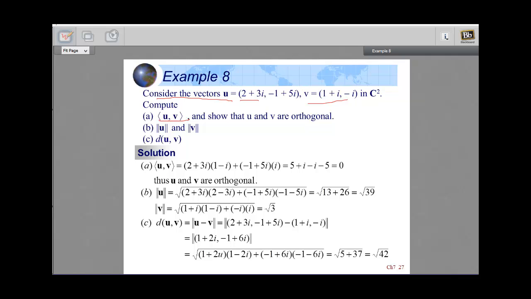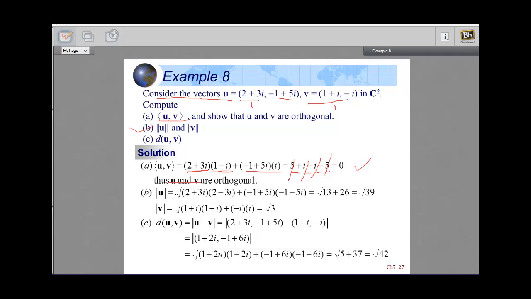We will find 2 plus 3i multiplied by 1 minus i. This is the first element of this vector, and this is the first element of this vector. We'll multiply first element to first element, and similarly second element to second element. If you multiply this, we will get 5, and if you multiply this, you will get 5 plus i minus 5. So 5 and 5 cancel out, and minus i and i cancel out. That will be equal to 0. It means u and v are orthogonal.